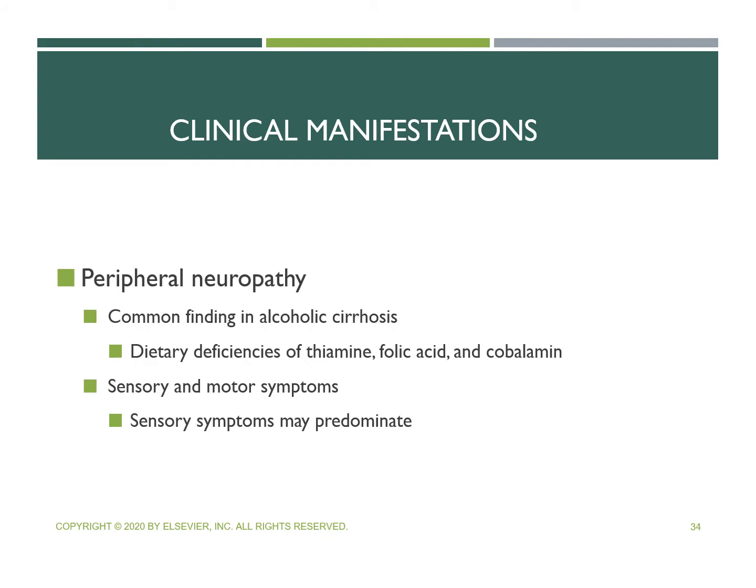Peripheral neuropathy is a common finding in alcoholic cirrhosis. It usually results from dietary deficiencies in thiamine, folic acid, and cobalamin, which is B12. Patients may also experience sensory and motor symptoms.